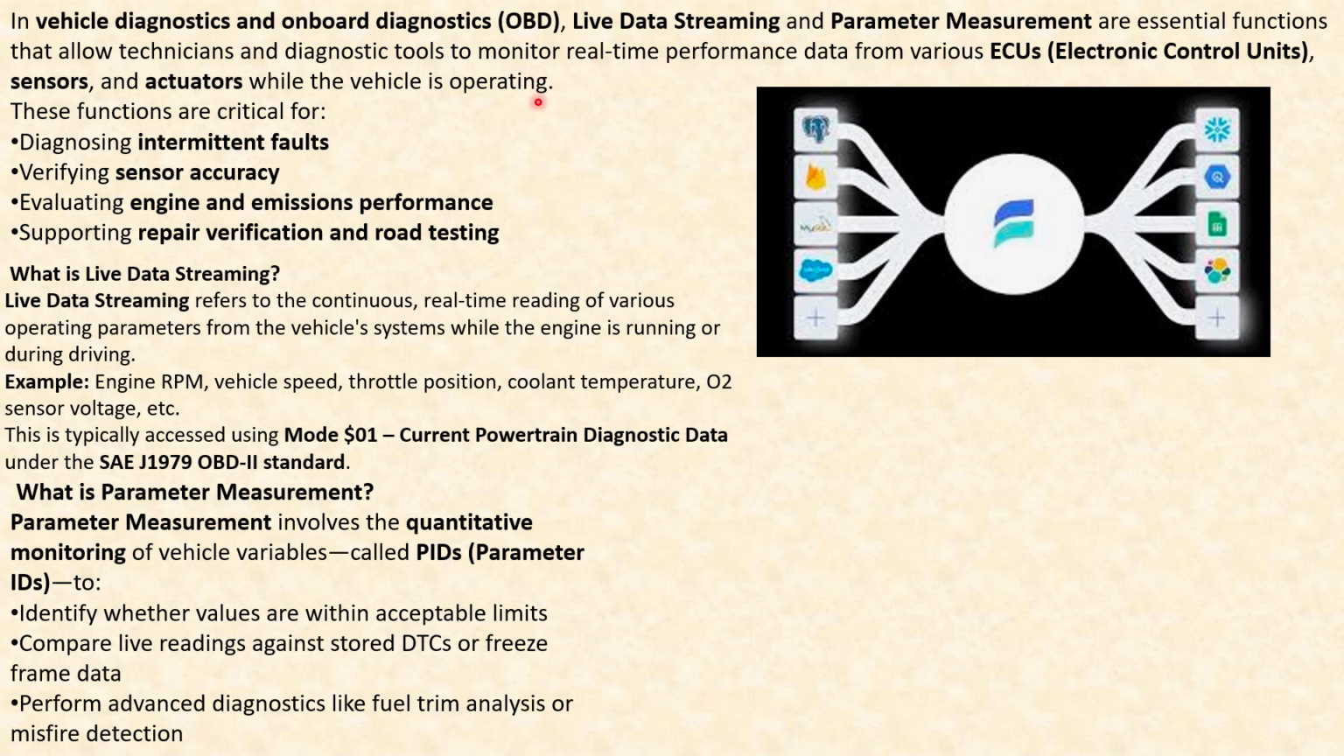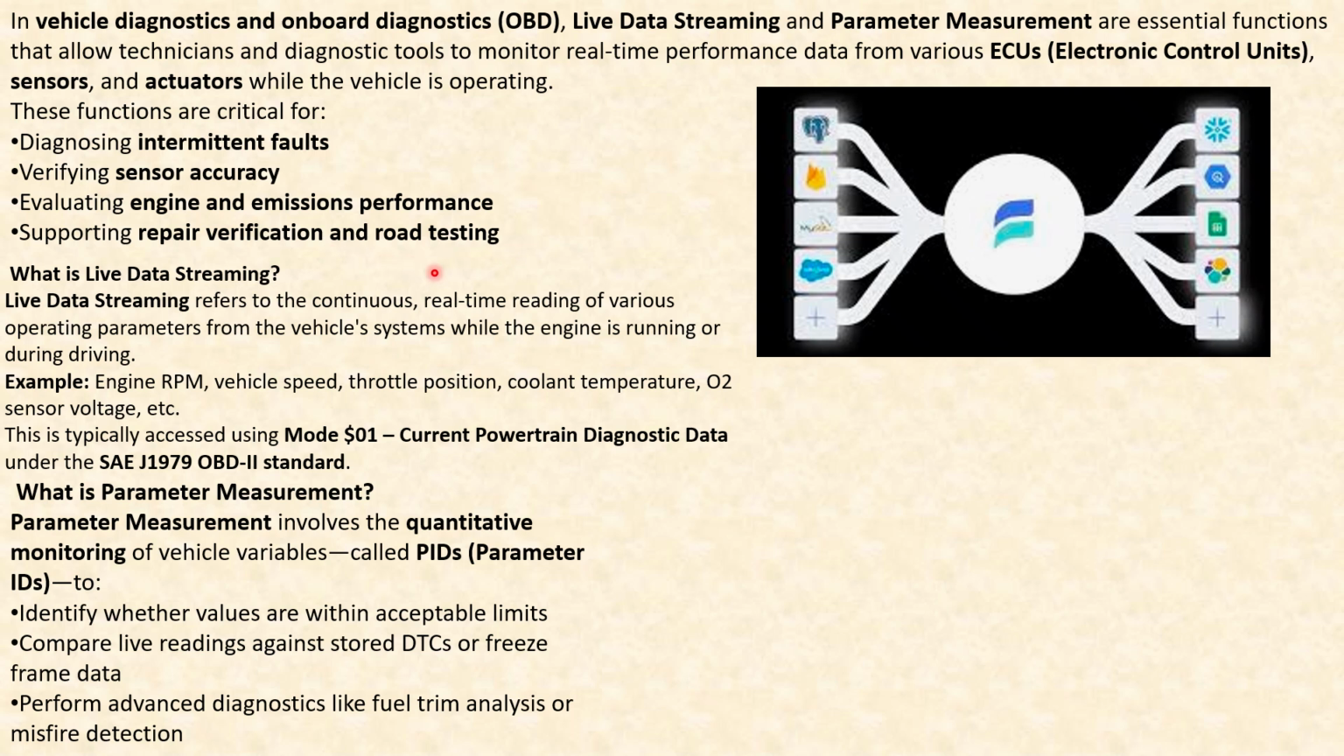So this is one channel. This is one methodology through which you can measure the real-time performance data from various ECUs, from various sensors and actuators while the vehicle is operating. These functions are critical for diagnosing intermittent faults, verifying sensor accuracy, evaluating engine and emissions performance, and supporting repair verification and road testing.